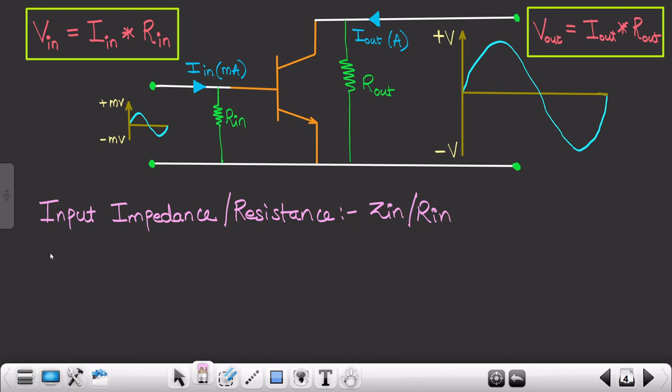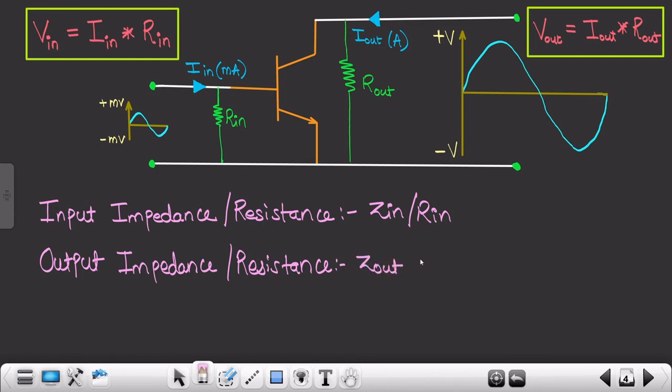And the output impedance or the output resistance, you will see that it is denoted by Z out or R out. So these are the four important parameters which you need to remember, which play a very crucial role while designing any amplifier. As you can see, this is your input resistance and the output resistance of an amplifier.